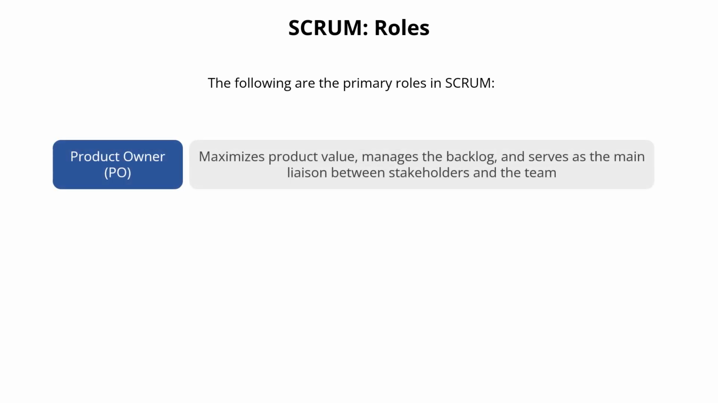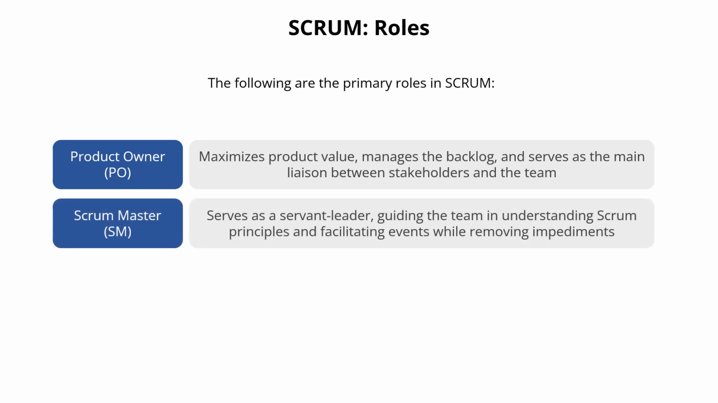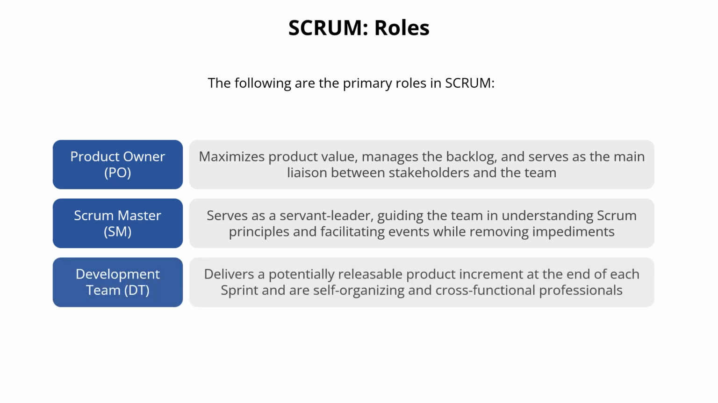The product owner maximizes product value, manages the backlog, and serves as the main liaison between stakeholders and the team. Scrum Master serves as a servant leader, guiding the team in understanding Scrum principles and facilitates events while removing impediments. The development team delivers a potentially releasable product increment at the end of each sprint. They are self-organizing and cross-functional professionals.